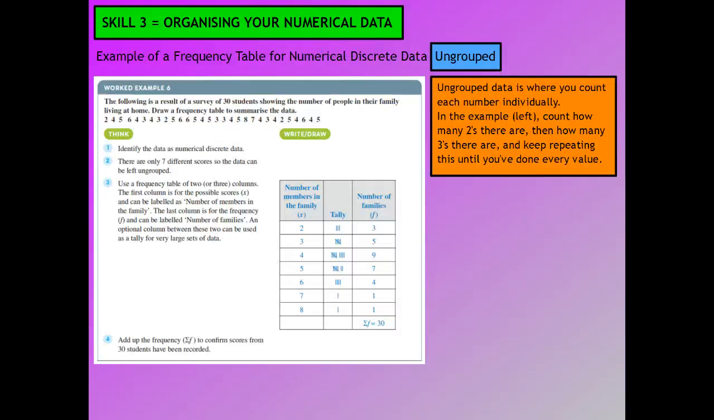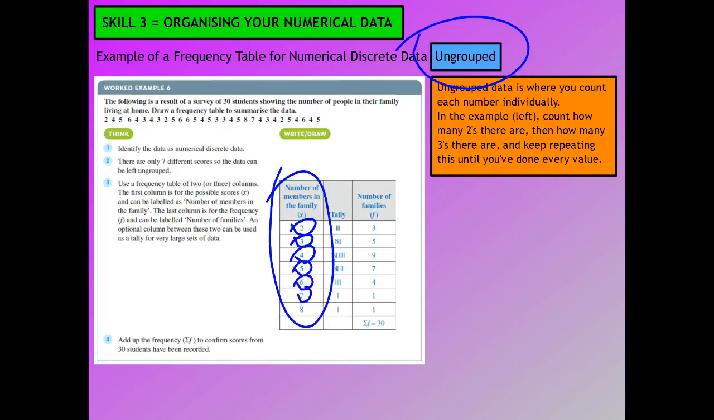Here you'll see we've got a frequency table of numerical discrete data. It's discrete, they're whole numbers. It's the number of people living in their family. This is ungrouped data because each result, 2 people, 3 people, 4, 5, 6, 7, and 8, they're all individually sorted. So they all get their own line on the frequency table. We're not grouping any results together. They're all individual and by themselves.